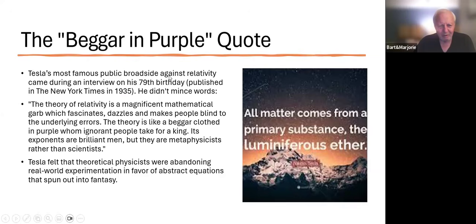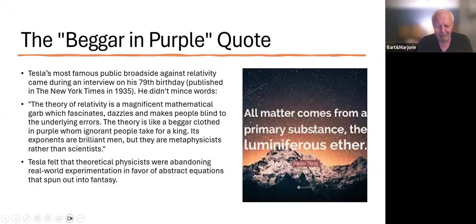Tesla's most famous public broadside against relativity came in an interview on his 79th birthday in 1935. "The theory of relativity is a mathematical, magnificent garb which fascinates, dazzles, and makes people blind to the underlying errors. The theory is like a beggar, clothed in purple, whom ignorant people take for a king. Its exponents are brilliant men, but they're metaphysicists rather than scientists." Now, Tesla was an experimentalist, and he felt that the theoretical physicists were abandoning real-world experimentation in favor of abstract equations spun out into fantasy.